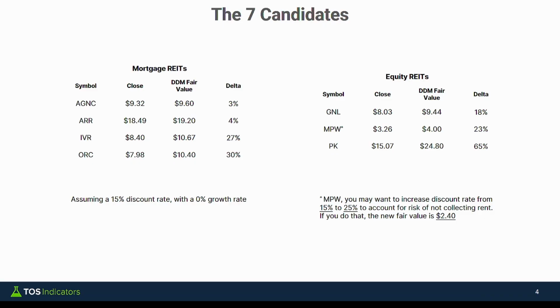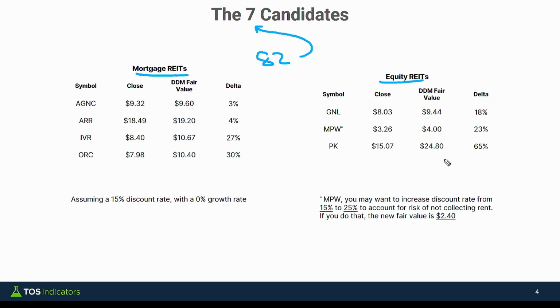So hopefully through this video, you understood how we started with this large list of REITs. We narrowed that down to 82 liquid candidates, and from that 82, brought that down to a list of 7, broke that down into 2 different buckets, mortgage and equity REITs, and each one has candidates that stand out.